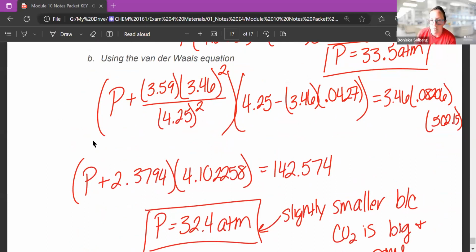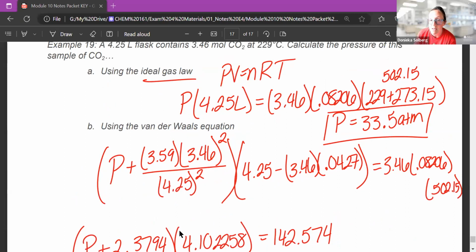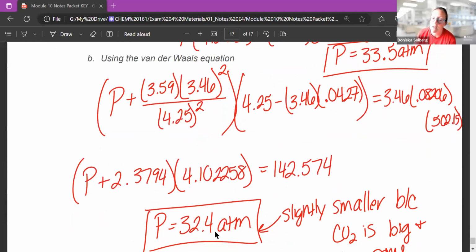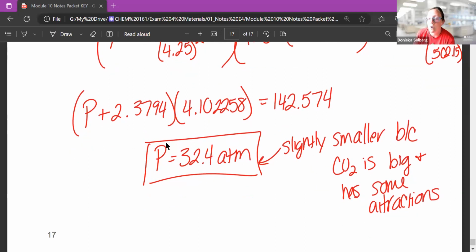Calculate, yes, lots of algebra, I know, solve for P. The pressure I get using the van der Waals equation is 32.4 atmospheres. So its real pressure would be 32.4. So it's a little bit different than what we see ideally. Technically, the pressure is in reality a little bit lower. And that's because CO2 is a pretty big molecule and it has some attractions because it's a big molecule. So this is a more realistic view or measurement for carbon dioxide.